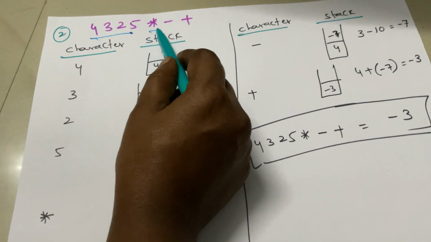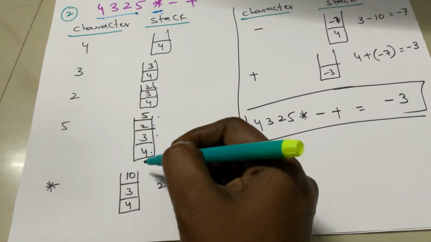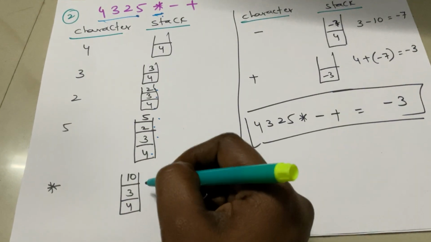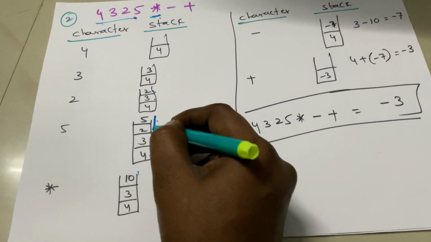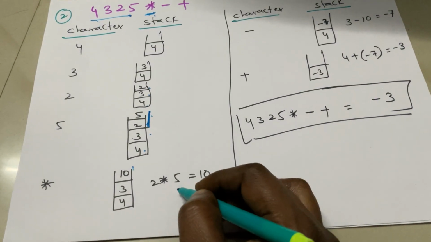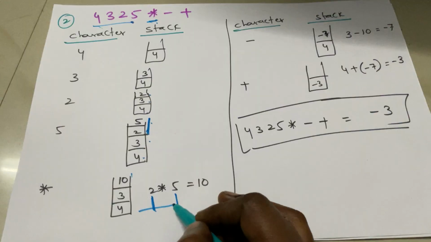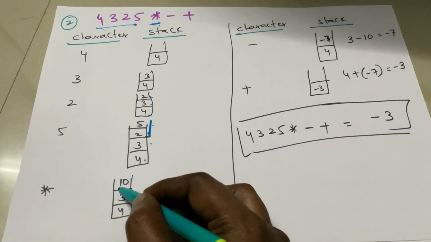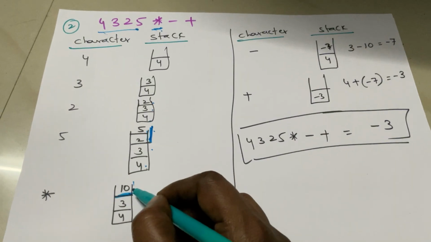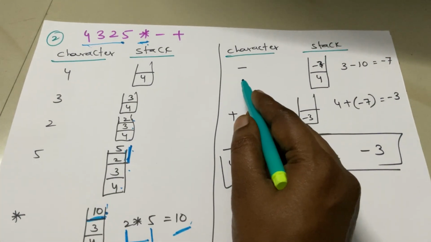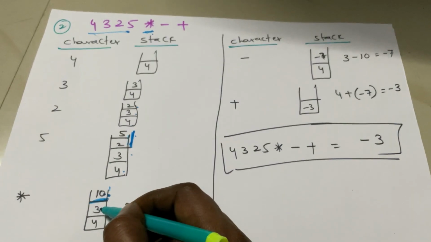Next is what? Asterisk. It's an operator. When you find an operator, pop the first 2 elements and perform the operation. So now pop the first 2 elements, I said. Now these are the first 2. So 2 into 5. This is my first pop element. This is my second pop element. 2 into 5, the result is 10. Push into the stack. 10 is the result of these 2. So 10. Now after this, what is the operator? Minus.